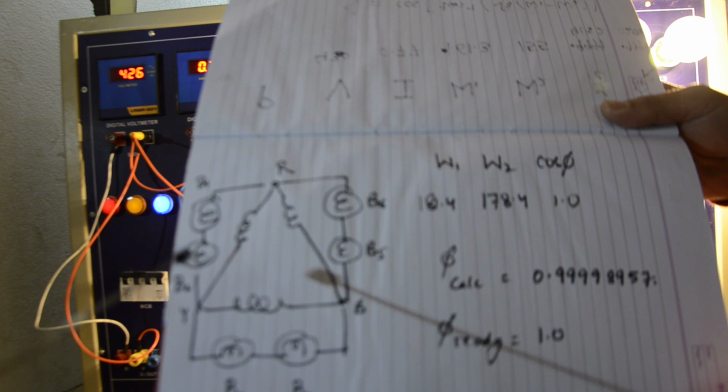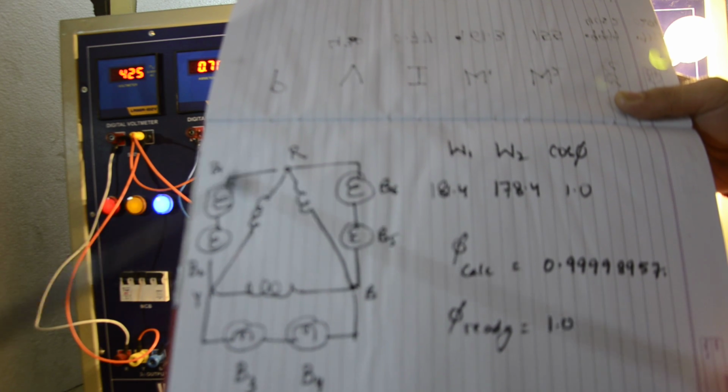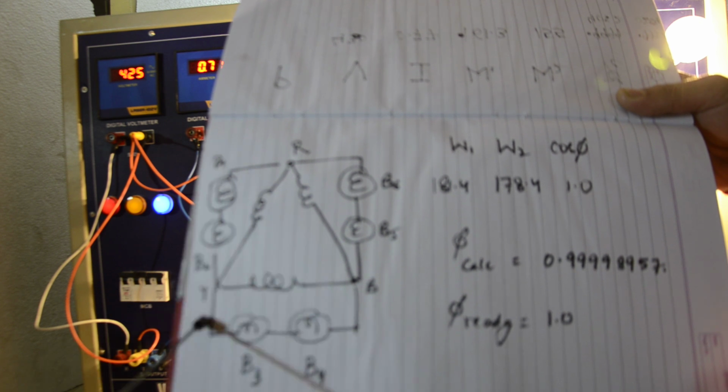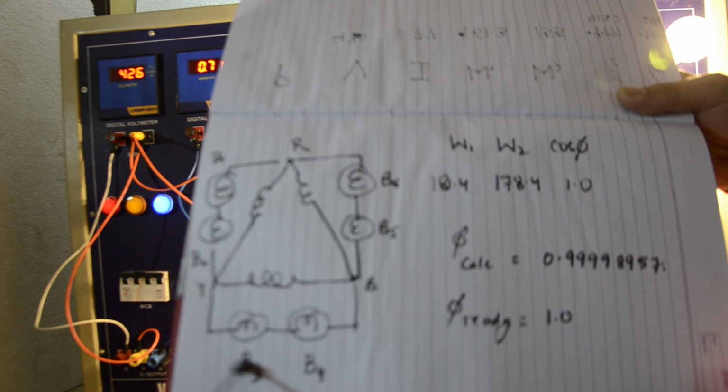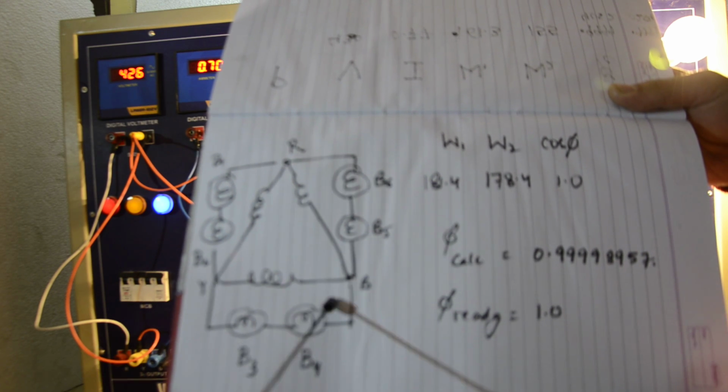Now this is the connection that is being made. Between R and Y phase there are two bulbs connected in series. Between Y and B phase there are two bulbs connected in series, and between R and B phase two bulbs are connected in series.